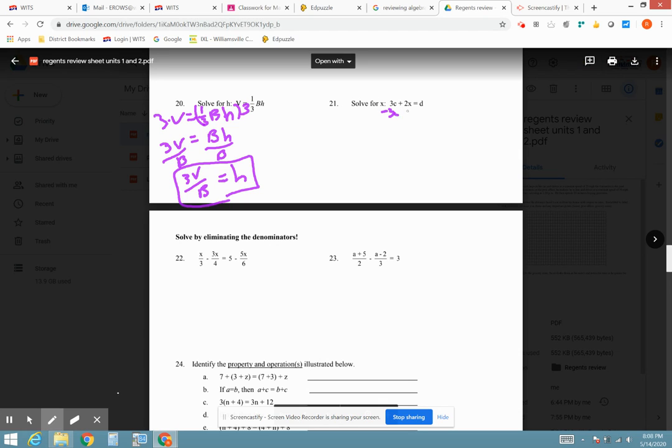We have minus 3c, minus 3c. 2x equals d minus 3c, all over 2. Okay.